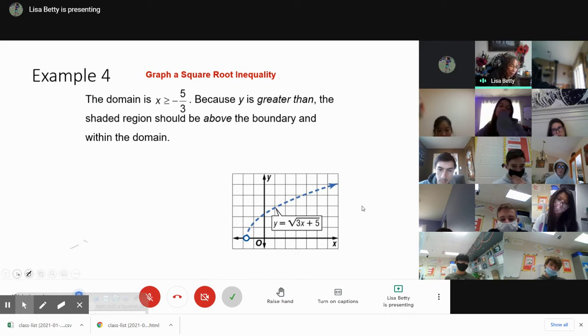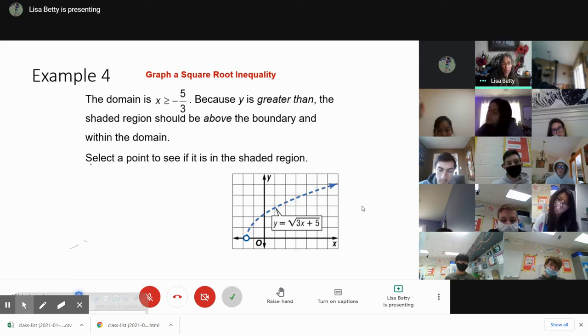Sometimes I mess that up, so I like to plug in a point. I like to plug in 0, 0 just to see if it's true. If 0, 0 is true, I color the piece that has 0, 0 in it. If 0, 0 is false, it gets no color, and I color the piece it's not in.